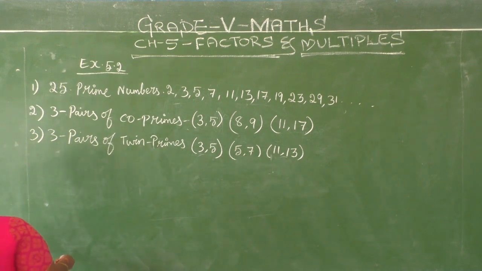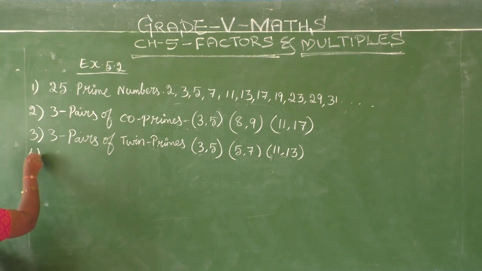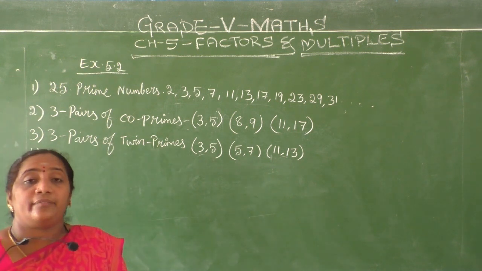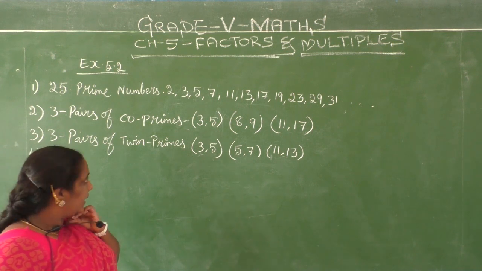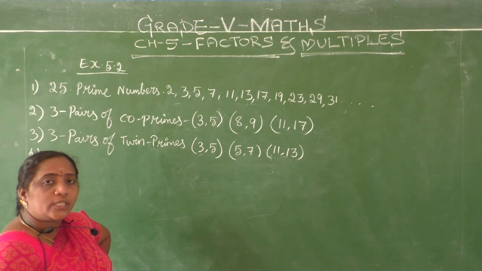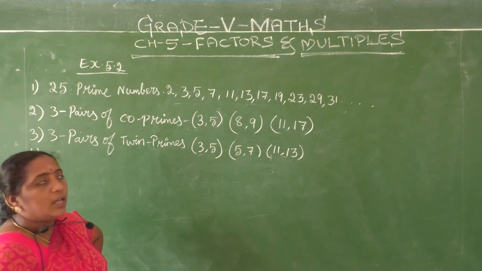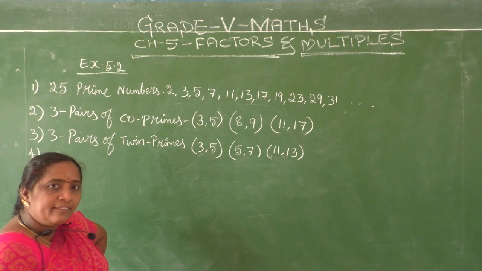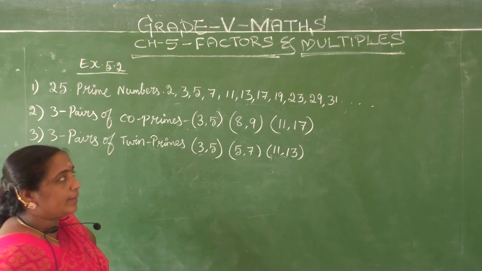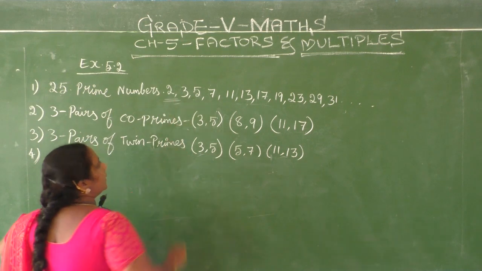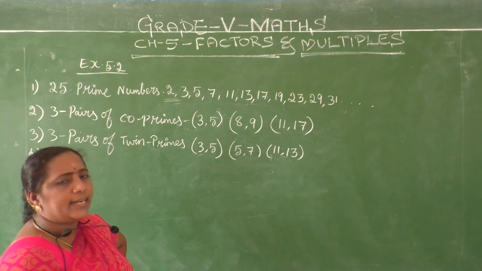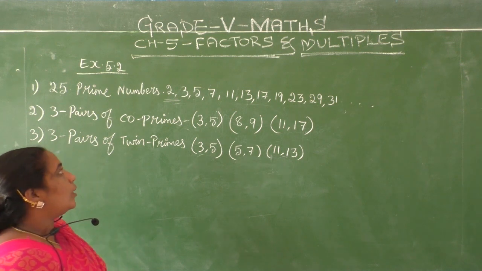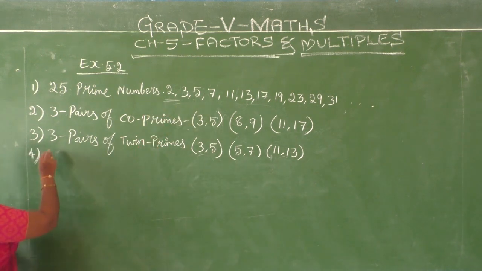Then next, the fourth one. Which is the only even prime number? It's a very important question. Usually, even numbers are mostly composite numbers. But only one even number is a prime number. What is the number? 2 only. Why? Because 2 is the smallest prime, having only 2 factors, 1 and the number itself. So that's why the only even prime number is 2.